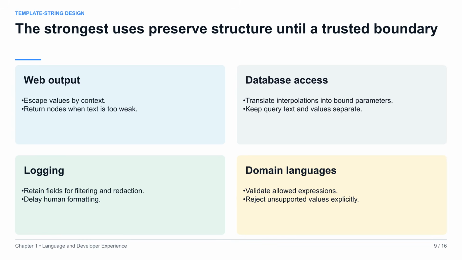Database adapters can produce a query plus bound parameters. Logging systems can keep structured fields for filtering, privacy controls, and later formatting. Domain-specific languages can validate values against a grammar or type system. The common rule is to preserve structure until a trusted boundary with a clear contract. If a processor immediately joins every part with str, it may provide convenience, but captures little of the design advantage and may recreate the same injection risks as ordinary concatenation.